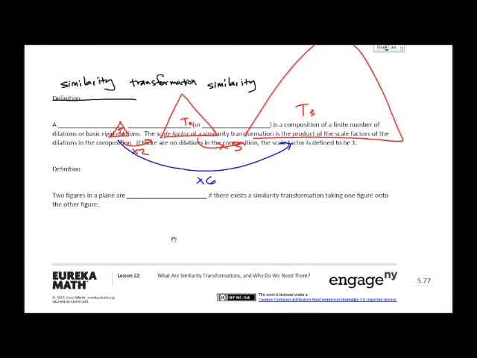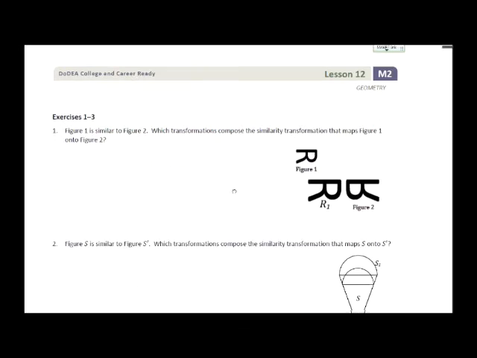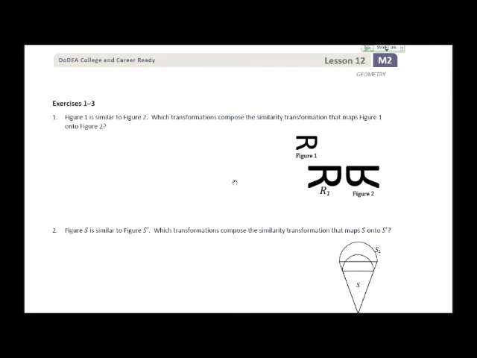Two figures in the plane are similar if there exists a similarity transformation taking one figure onto the other figure. And that's the definition of similar. Exercise 1. Figure 1 is similar to figure 2. Which transformations compose a similarity transformation that maps figure 1 onto figure 2?